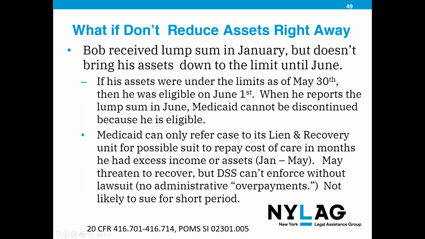We've already made this point. If someone delays in doing all this, it's okay. You can still always bring them under the limits. Even if 6 months has gone by and they haven't reported the excess asset, it's just do it now. What Medicaid will do is refer the case to its lien and recovery unit for a possible suit to repay the cost of care in the months that the person had excess income or assets.